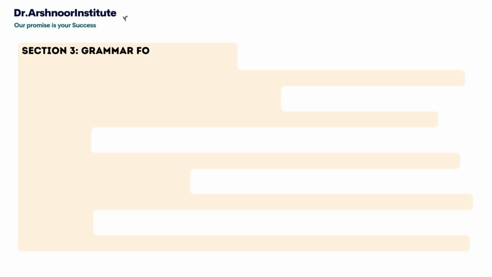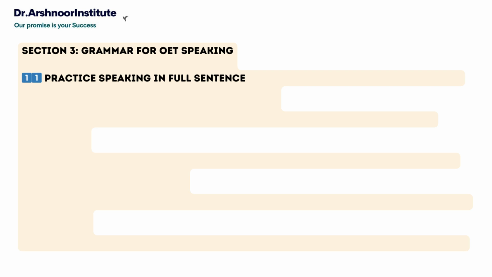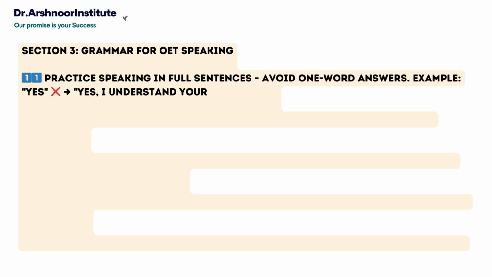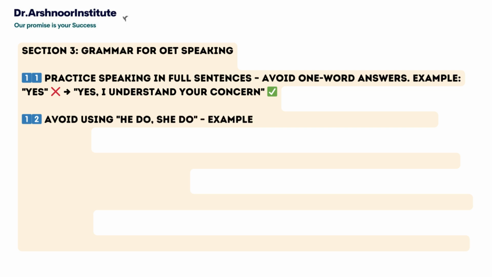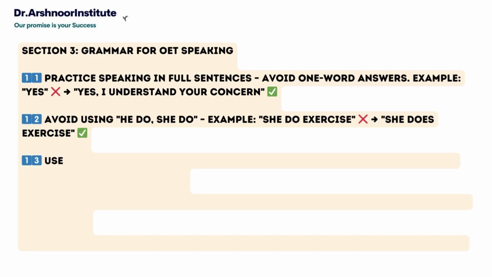Section 3: grammar for OET speaking. Again, a very crucial part, and in the sequence, it is the 11th tip. Practice speaking in full sentences. Do not use short sentences or one word. For example, instead of giving an answer like "yes," you should use a complete sentence: "Yes, I understand your concern."